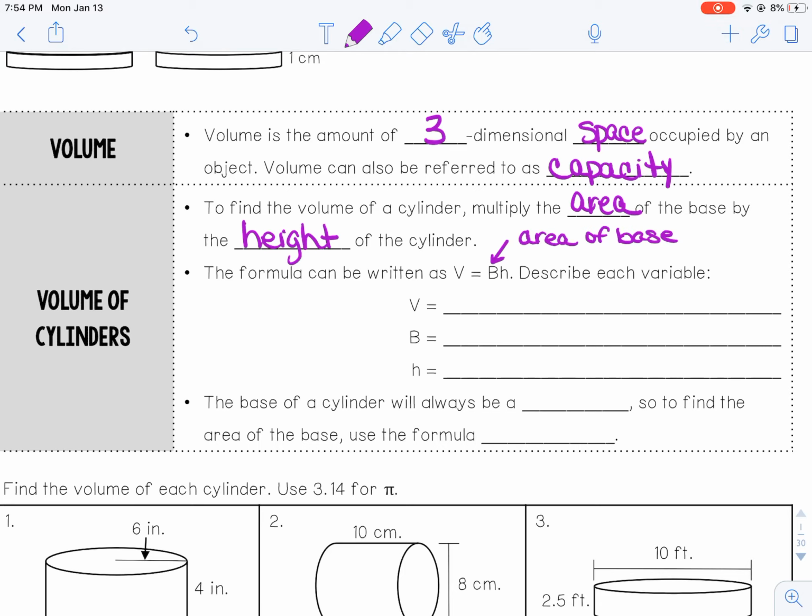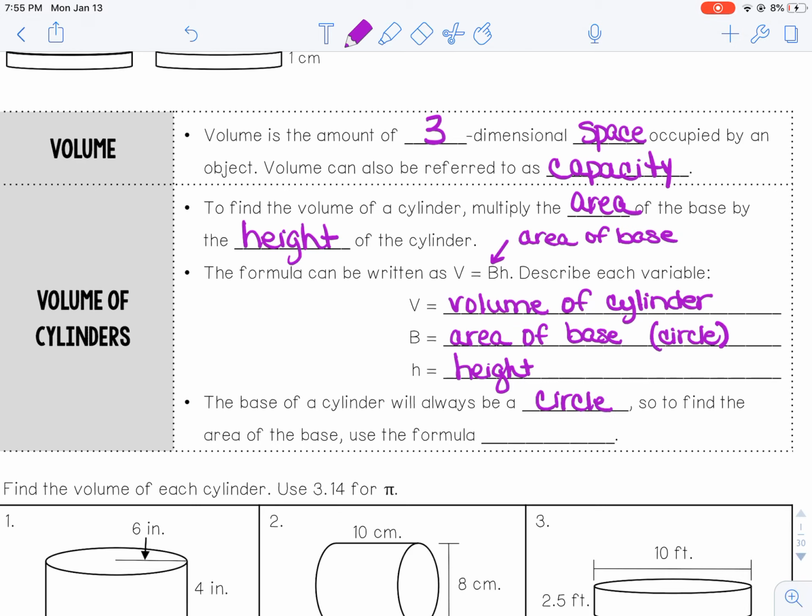So when we're looking at V, what does that variable represent? It represents the volume, and in today's lesson, it's going to represent the volume of a cylinder. And big B, like I said above, is the area of the base. In our case today, the base of cylinders is a circle. And H represents the height of the cylinder. So the base of a cylinder is always going to be a circle.